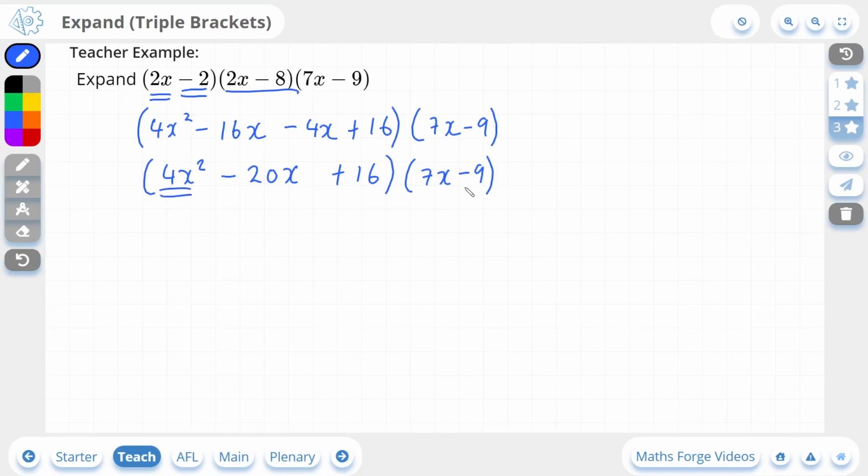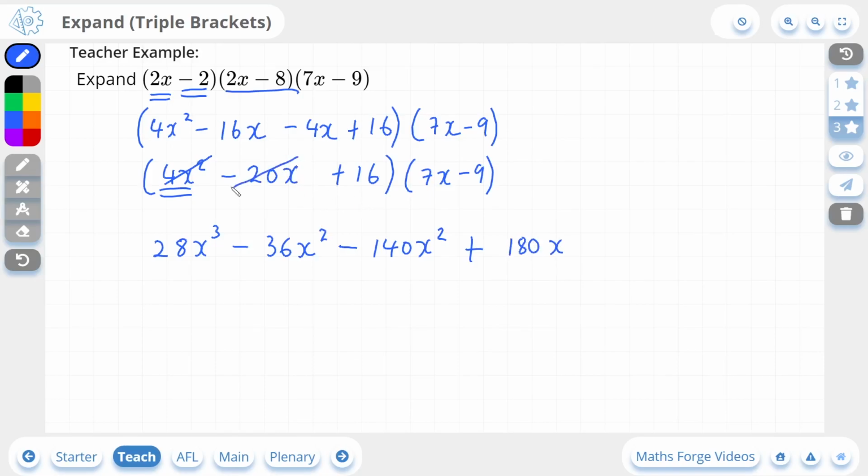So 4x squared multiplied by everything. 4x squared multiplied by 7x is going to give us 28x cubed, because of course x squared times x is x cubed. And 4x squared multiplied by negative 9 is going to give us negative 36x squared. Now that we're done with the 4x squared, let's move on to the negative 20x. Negative 20x multiplied by 7x is going to give us negative 140x squared. And negative 20x multiplied by negative 9, 2 negatives give you a positive, and 20 times 9 is 180, and then we have an x there.